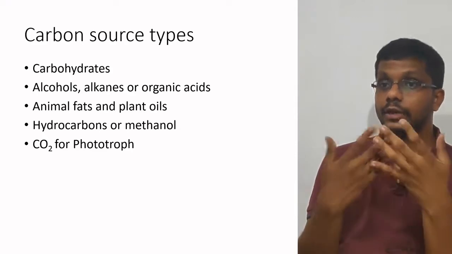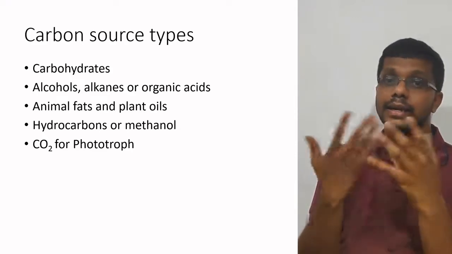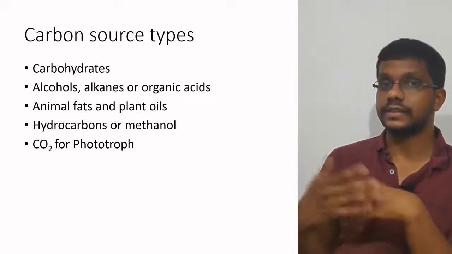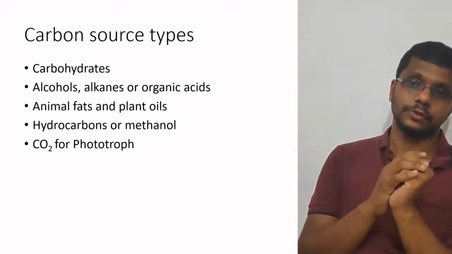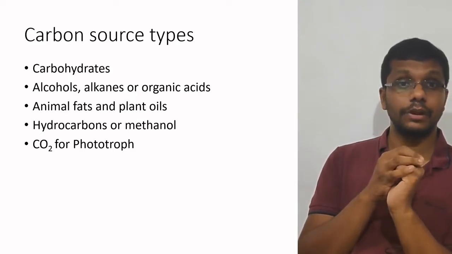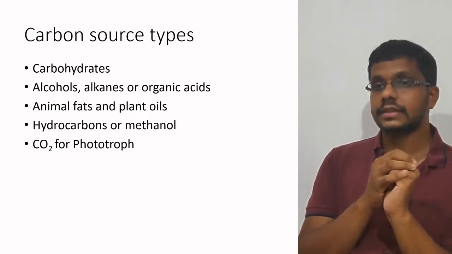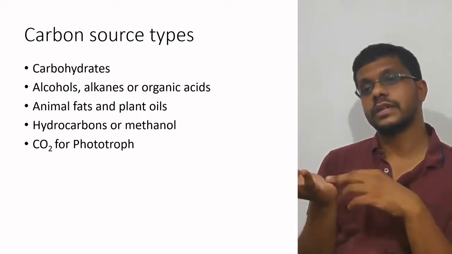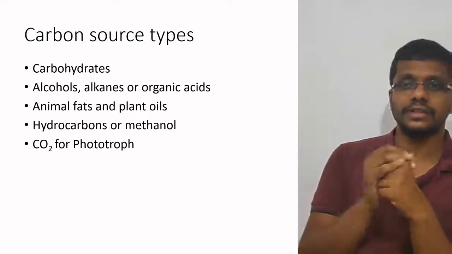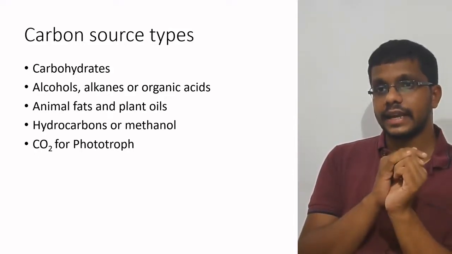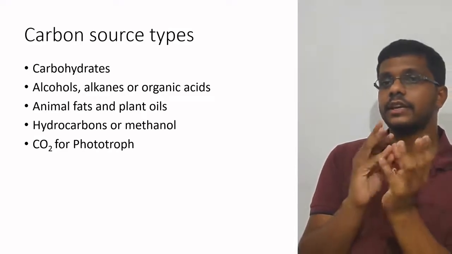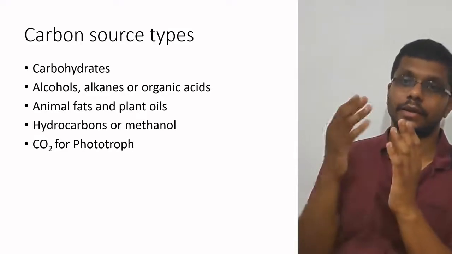Then we can use alcohols, alkenes or organic acids as carbon sources. In some cases, we use animal or plant oils and fats as carbon sources. Hydrocarbons such as methane or methanol, which are derived from petrochemicals, can be used as a carbon source. In the case of autotrophs, carbon dioxide is the carbon source. I am going to talk about each of these carbon sources, but I am not going to spend too much time explaining all this.